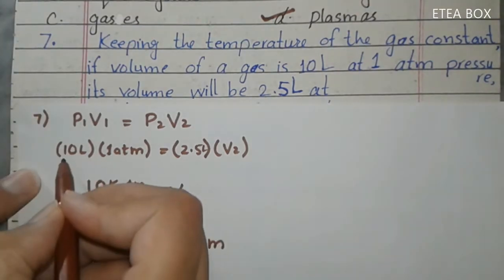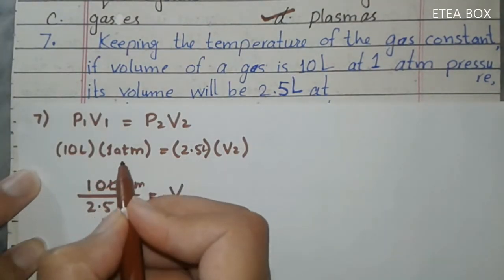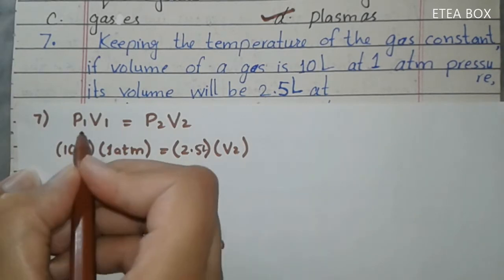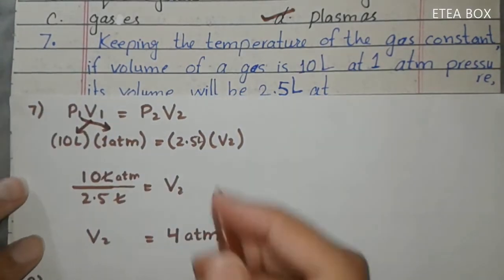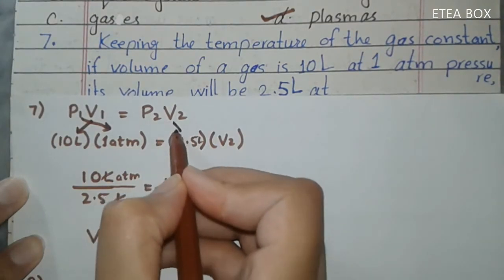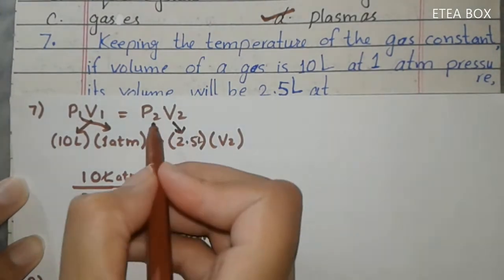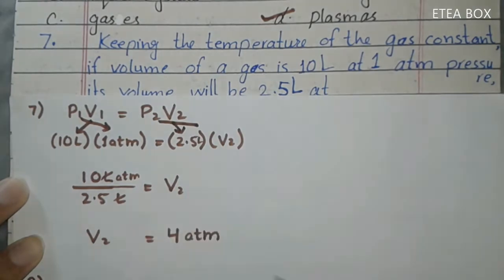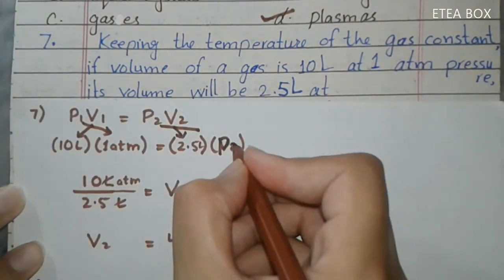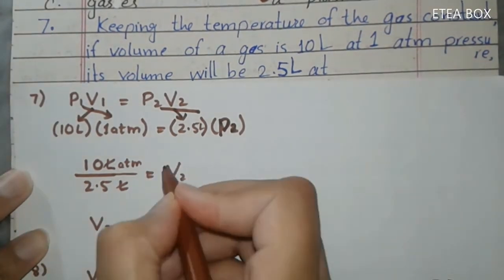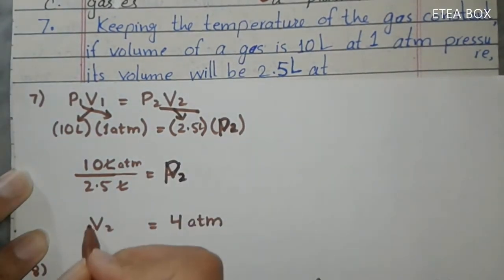Here we have been given V1 as 10 liter and P1 as 1 atm. Sorry, we have been given V1 as 10 liter and P1 as 1 atm. Okay, and V2 is given as 2.5 liter, and P2 is unknown. Here let's write P2.